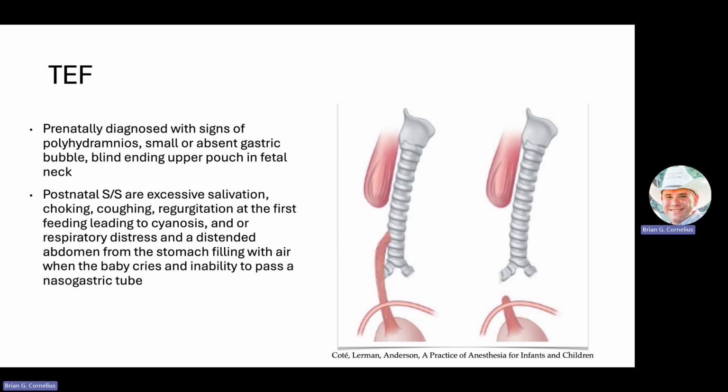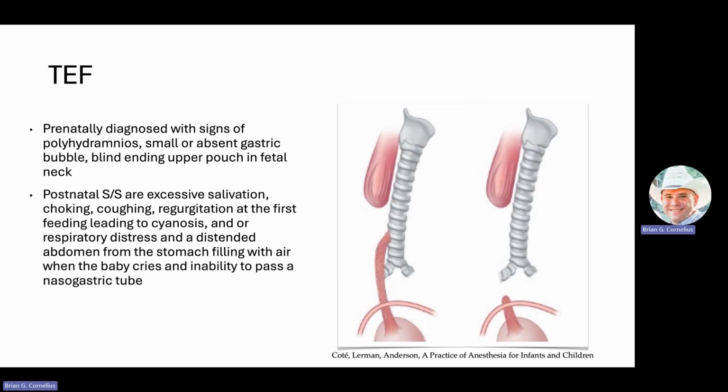At their initial feeding, you'll see that they tend to cough and sputter, leading to cyanosis as those contents are regurgitated into the trachea. Respiratory distress as a result of that, and then the abdomen starts to become distended with air as the baby cries, because remember, you've got that connection from the trachea into the esophagus into the stomach. So anytime they're breathing, especially if there's increased work of breathing, you're going to have a large amount of air going into the stomach.